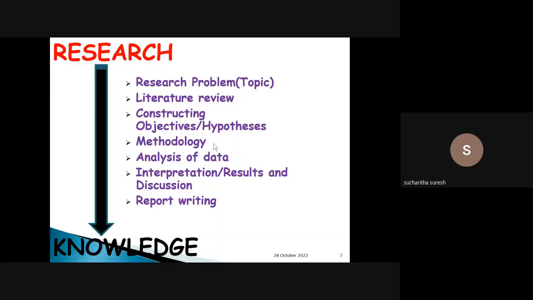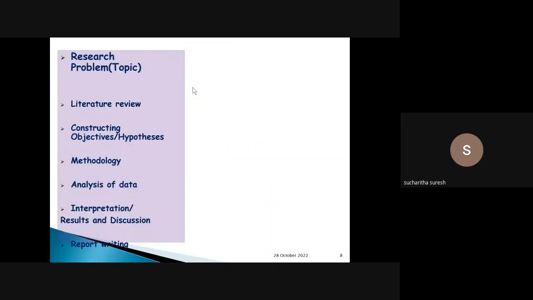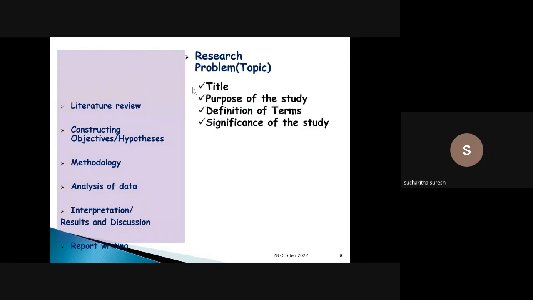All right, we need a topic, and here instead of topic, why have I written research problem? There is a reason. When you talk about a topic, it is specific. When you talk about a research problem, we need to know the why, what, and how. What is the need of that particular research problem we have taken? All the things will come under that research problem. So when you talk about a research problem, we need to have a title, that is the topic, purpose of the study, definitions of the terms involved, and significance of the study.